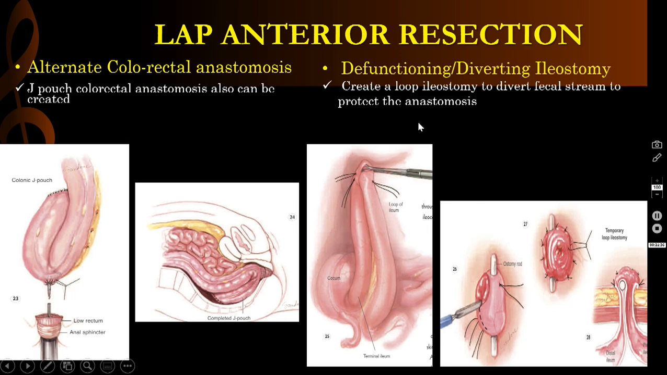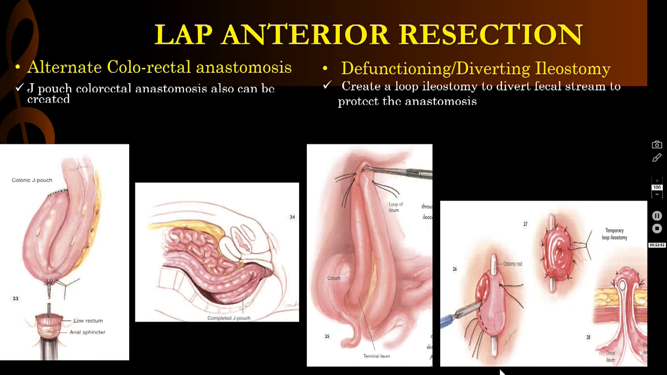After this, if you are doing a low anterior resection, we must create a defunctioning or diverting ileostomy. You have to create a loop ileostomy. See, this loop of ileum is pulled out through one of the ports. You have to pull it out and you have to create a loop ileostomy here. This is a temporary ileostomy.